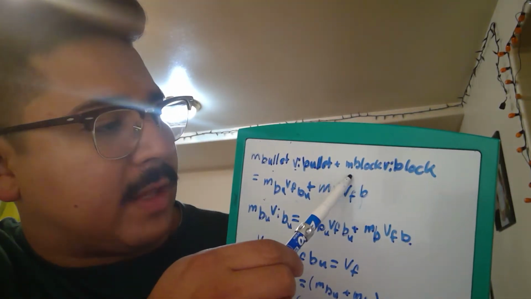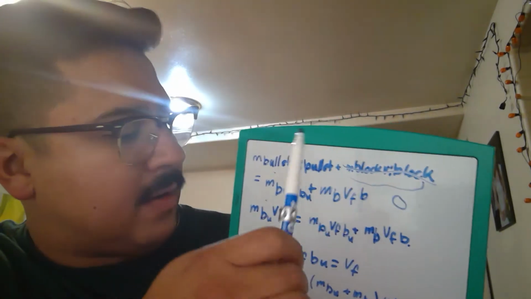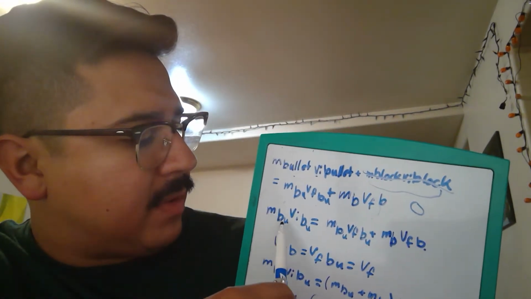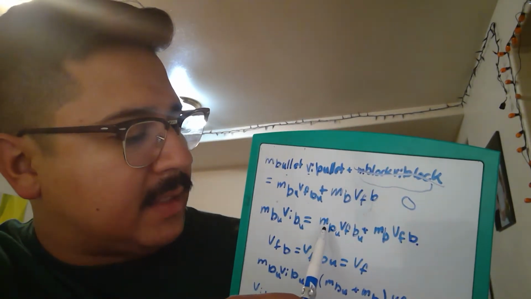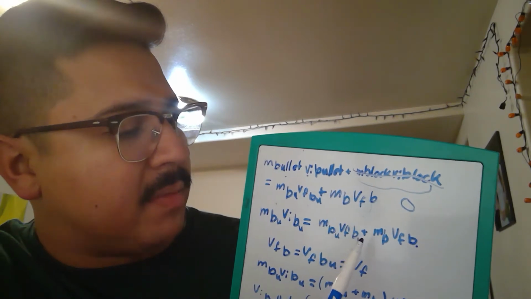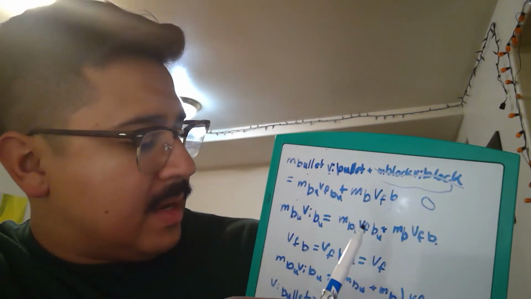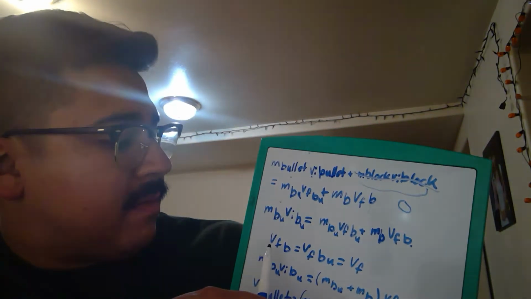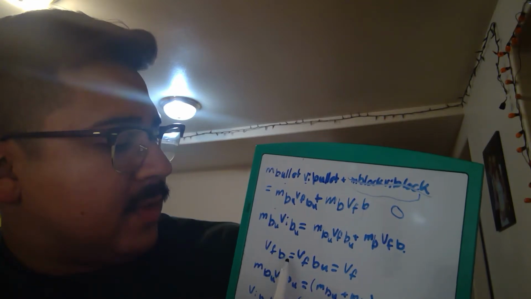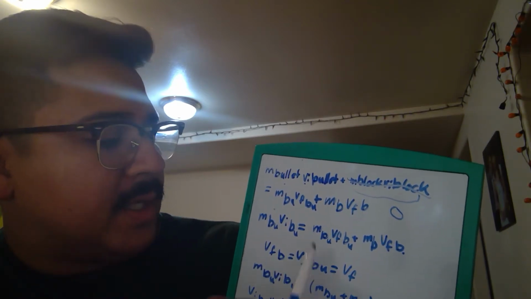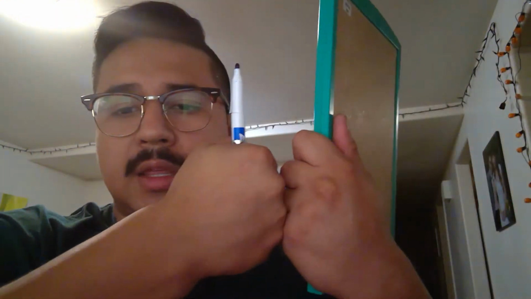We know that the initial velocity of the block right here is 0, so we're just going to cancel that out. So right here we get the mass of the bullet times the initial velocity of the bullet is equal to the mass of the bullet times the final velocity of the bullet plus the mass of the block times the final velocity of the block. Well, from there we get the final velocity of the block is equal to the final velocity of the bullet, which is equal to the final velocity, because once the bullet hits the block, they're moving together.